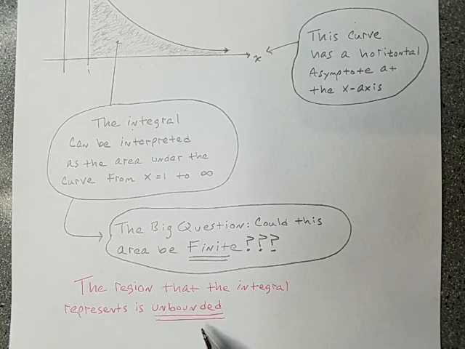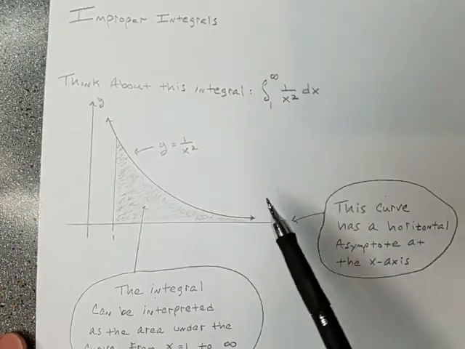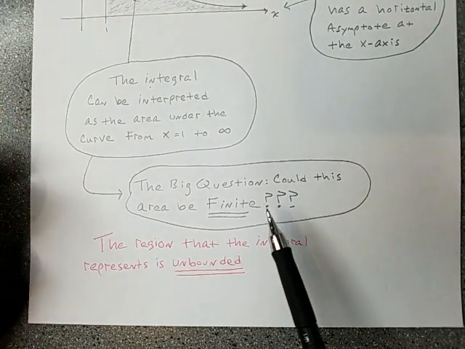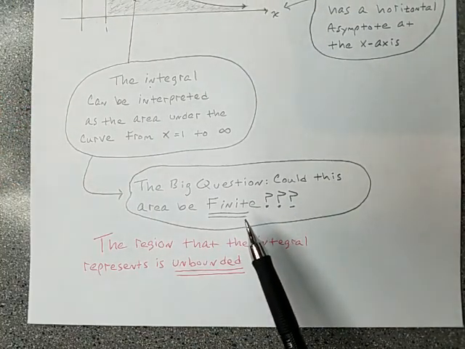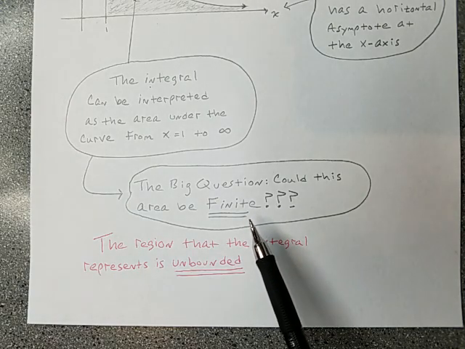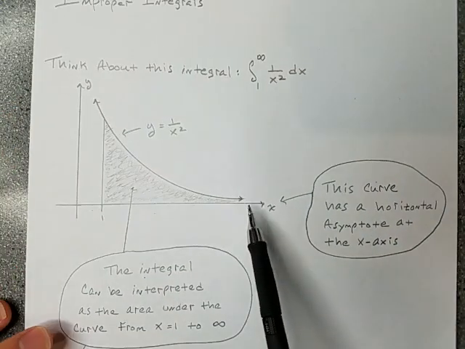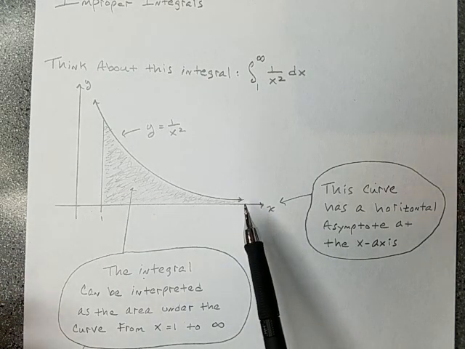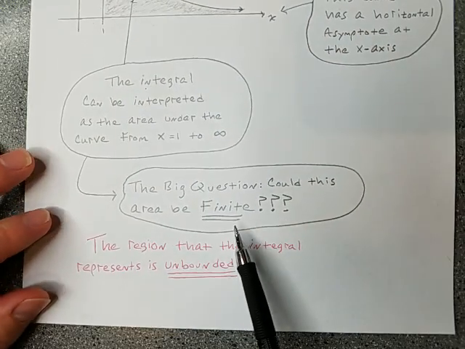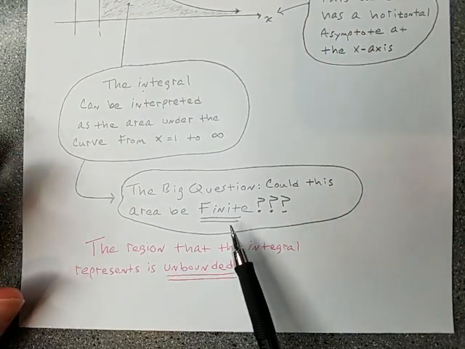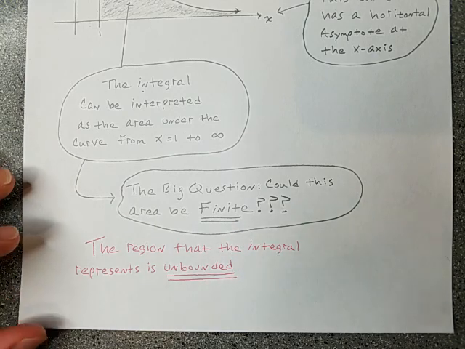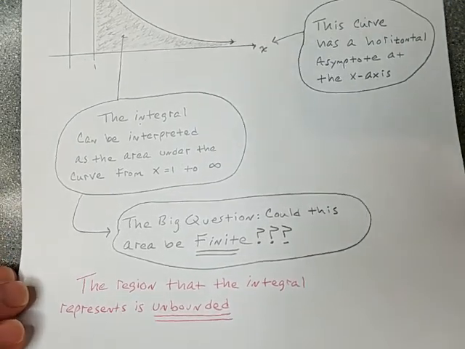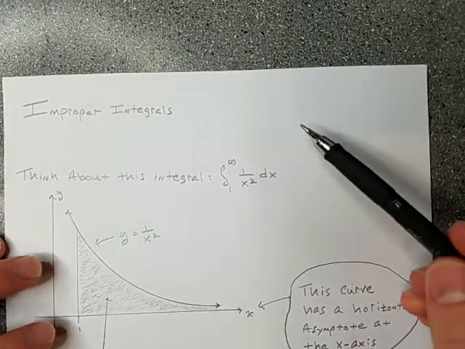I mean, it is unbounded. The region itself can't be contained, but could the actual area measurement be finite? I think most people would say, of course it can't be finite. This stretches out forever. There's always a little bit of space there. If you measured the area, how could that possibly be finite? I think that's what most people would think, at least initially, when they hear about this. But let's try to answer this question.